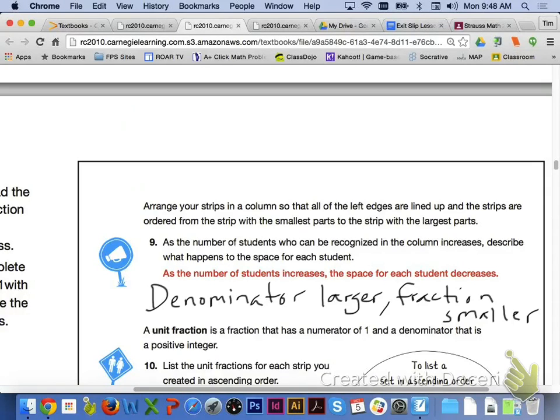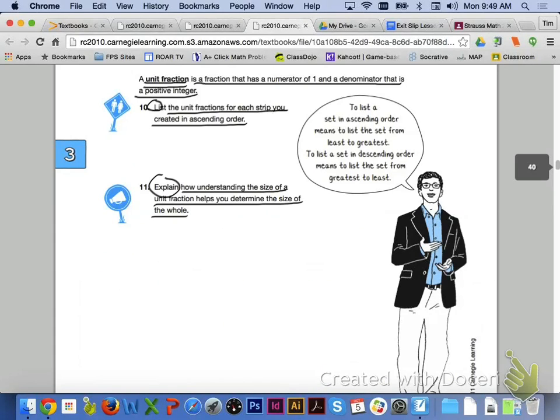If we take a look at number 9, as the number of students increase, the space for each student is going to decrease. Whenever we have a denominator for a fraction that is going to continue to get larger, that means that the fraction is going to be smaller. A unit fraction is a fraction that has a numerator of 1 and a denominator that is a positive integer. To finish up this page 132, go ahead and answer number 10 and 11 with your group members.